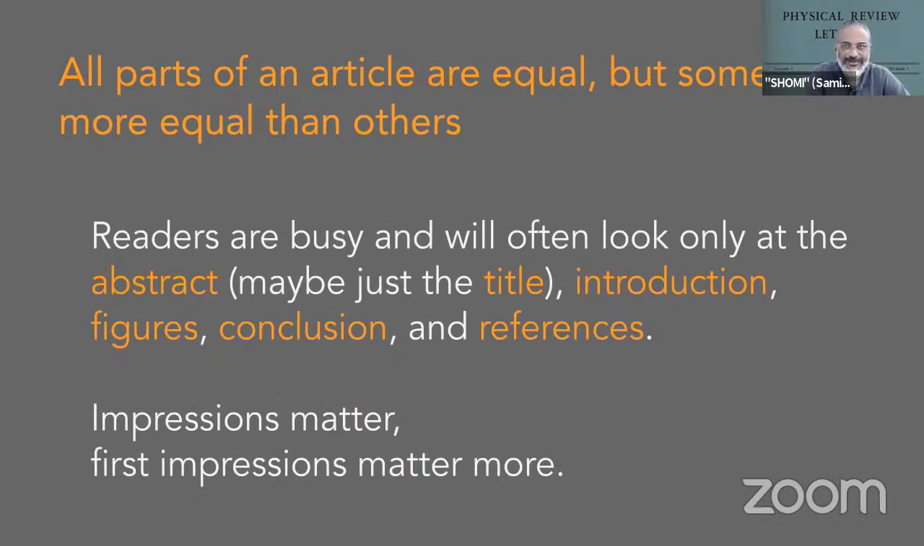All parts of an article are equal, but some are more equal than others. The interesting thing is that there are some parts of any physics article that stick out first and foremost in the minds of readers. So we have the abstract. Sometimes it's just the title. And the title in the year 2021 has a greater significance than, let's say, even a decade ago. And that's because of social media, for example.